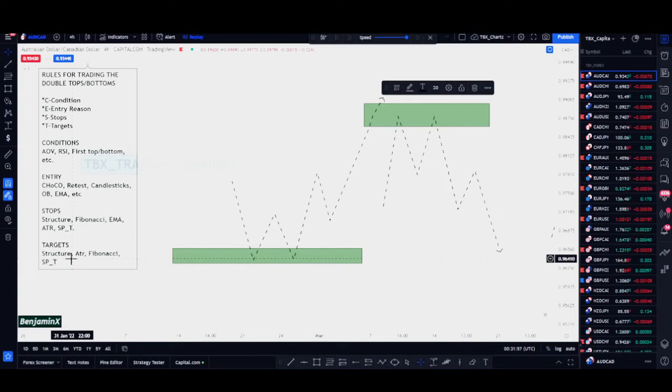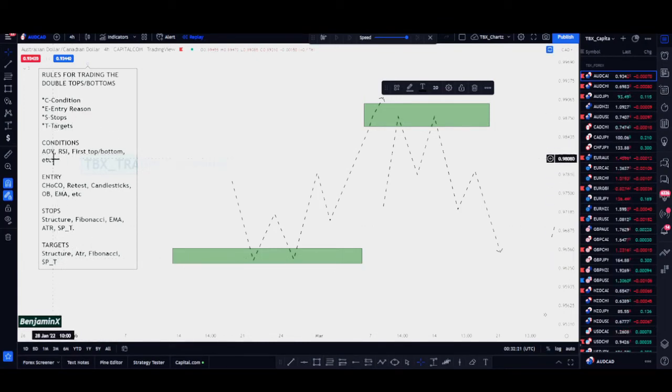Now, we're going to be looking at double tops and double bottoms. We're going to be looking at a strategy to trade double tops and double bottoms to make it profitable over time. And these are the conditions, entry, stops, and target we're going to be following. I'm not going to do examples on every single thing, but I'm going to try to explain every single condition, every single entry, every single stop, and every single target. Now, let's look at the conditions.